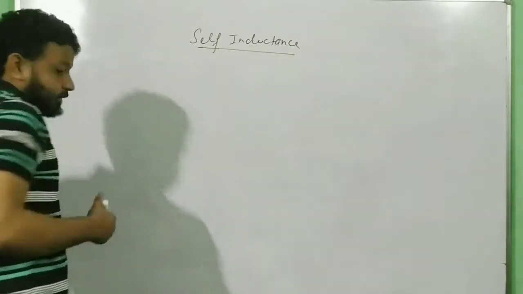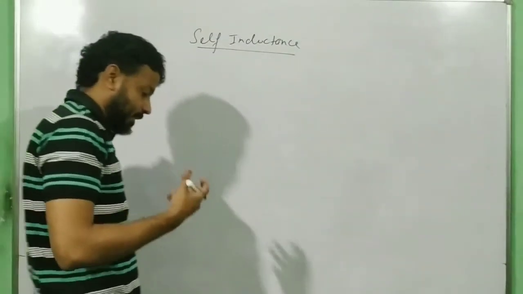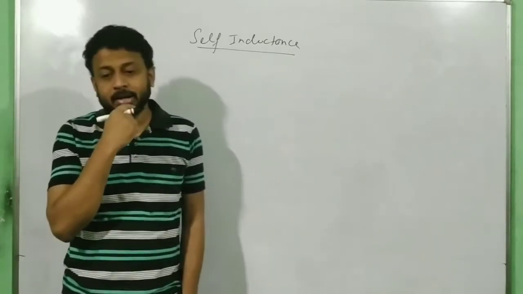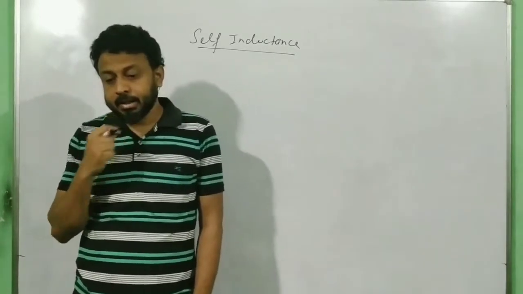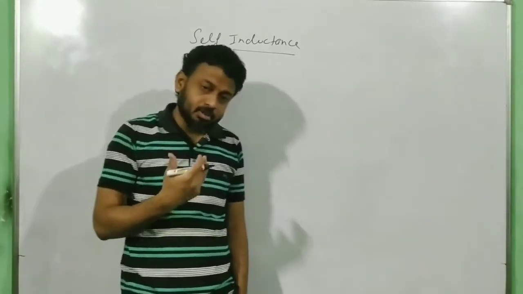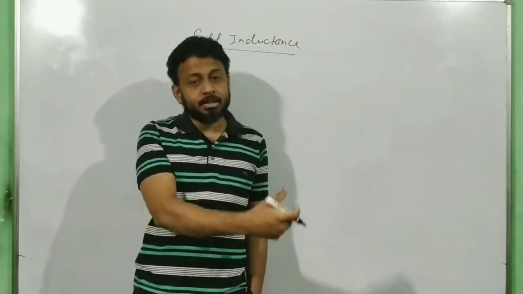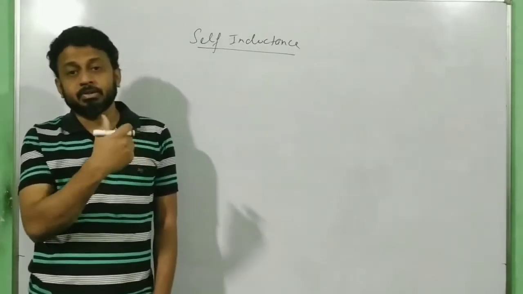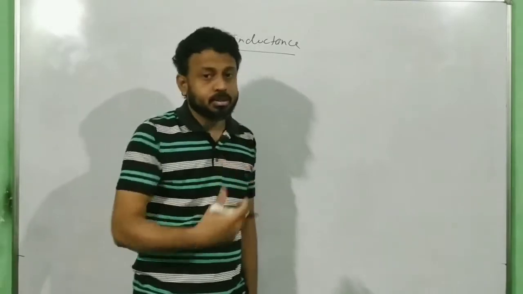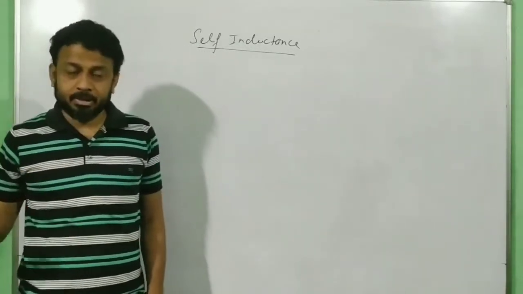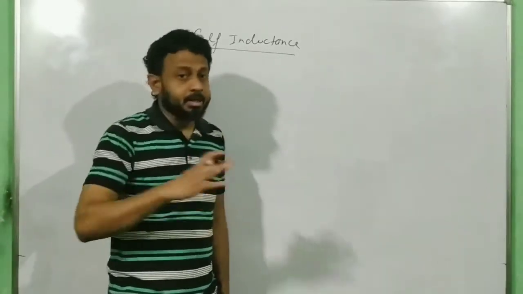Now let us try to understand what is happening in electromagnetic induction. In electromagnetic induction, the moment there is a change in flux, there will be an induced EMF, and then this induced EMF will try to create a current which will try to oppose the cause of change. Correct? This is what is happening in electromagnetic induction.